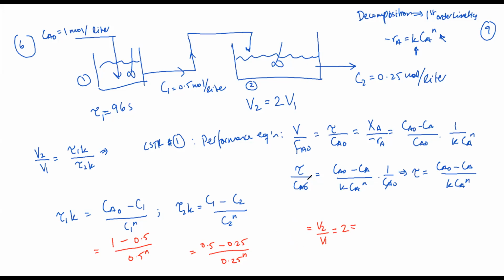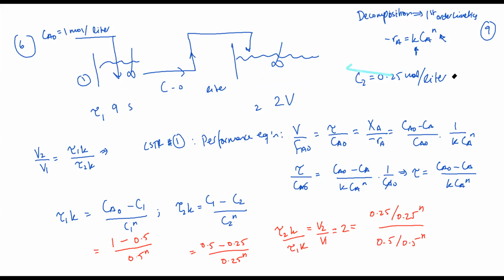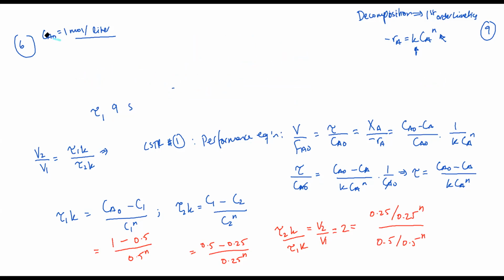Okay, here tau 2K over tau 1K, sorry, is equal to V2 over V1, which is equal to 2. So this will be 0.25 over 0.25 to the N divided by 0.5 over 0.5 to the N, right? So let me save this. I'm going to move to the top here. I'm going to erase all of this junk. Let's continue this problem. This will be page 10, right?